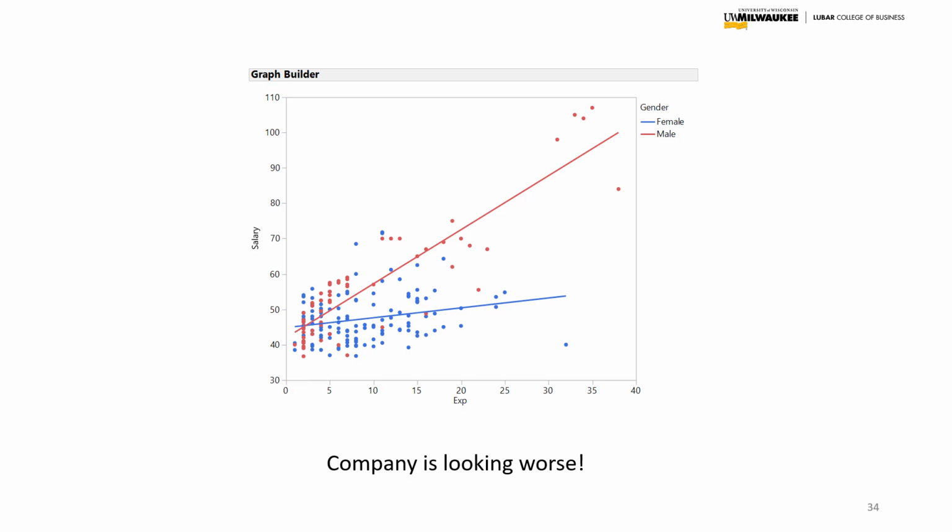In a sense, the company is looking worse because the gap between male and female is getting wider with more years of experience. Now, that's what an interaction effect can get at. When we only had an indicator variable, the difference between, let's say, female in blue and male in red was the same regardless of experience, and thus we got two parallel lines. That's not the case here. With more years of experience, the difference between male and female employees is getting greater and greater.